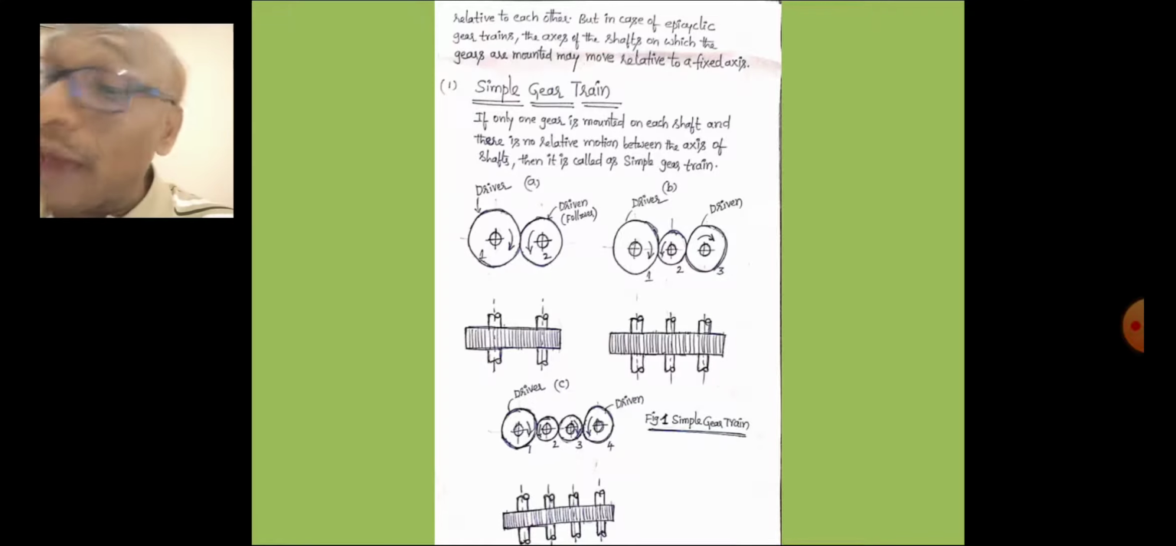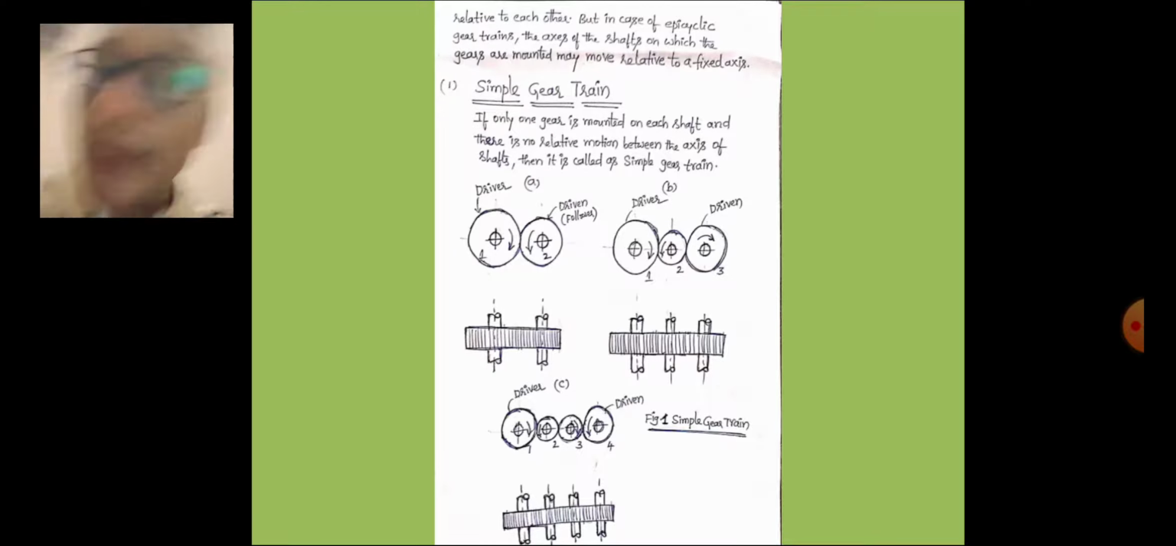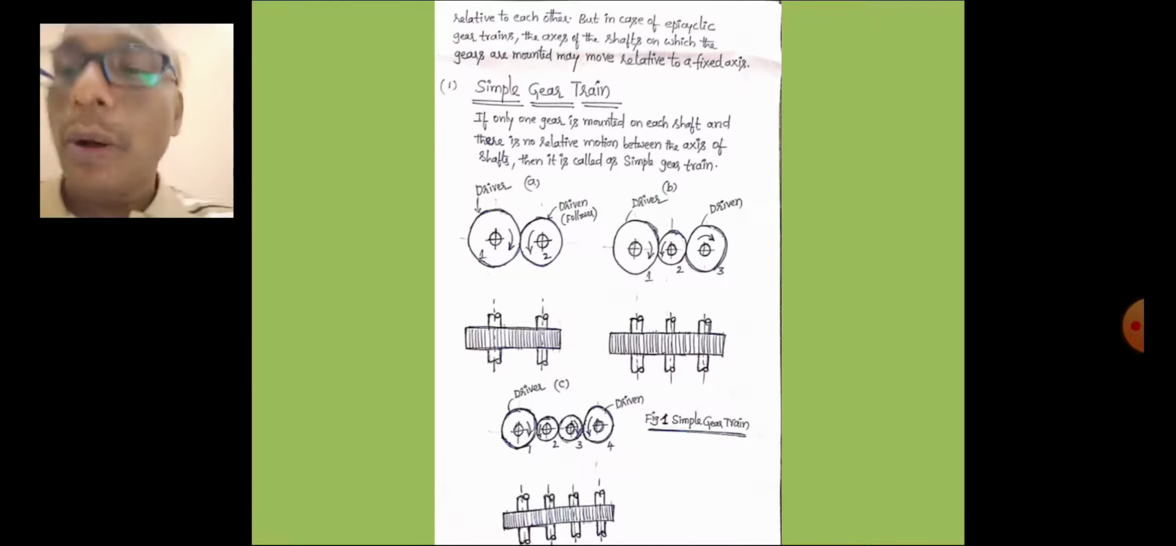So the gear 1 drives the gear 2, because if I rotate the gear 1 in a clockwise direction, the another gear, with the help of gear 1, the gear 2 will be driven. So therefore, gear 1 is known as a driver, and the gear 2 is known as a driven gear, or it is simply called a follower. So therefore gear 1 is the driver and gear 2 is called a driven or a follower.